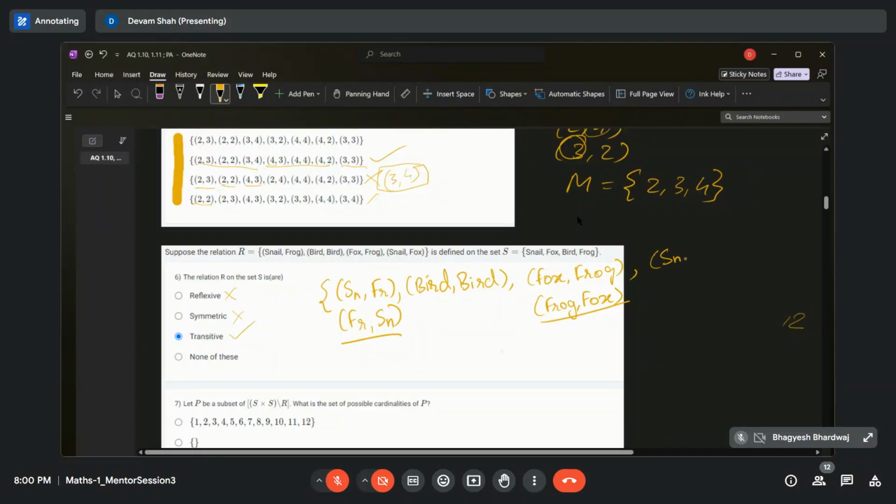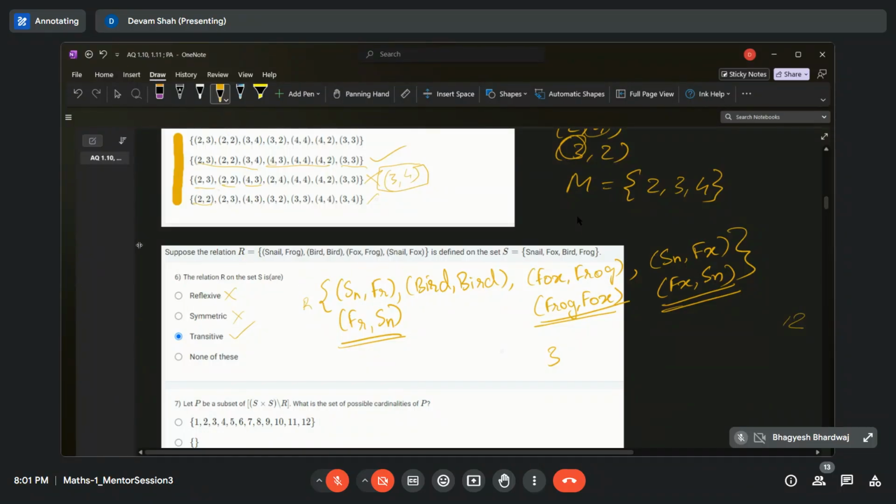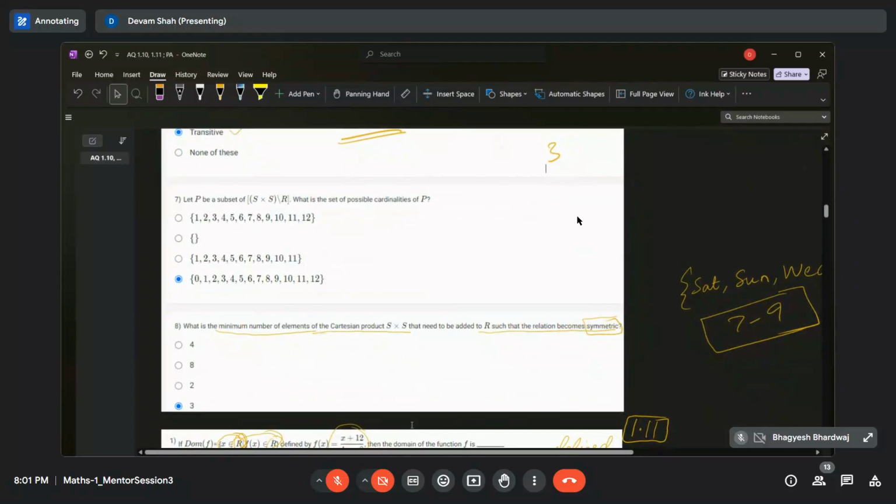Checking for snail, fox, you add fox over snail. So we know we already added these three terms. So what is the minimum number? That is these three terms. So three is the minimum number to make this relation symmetric. Is that fine? Yes, sir.